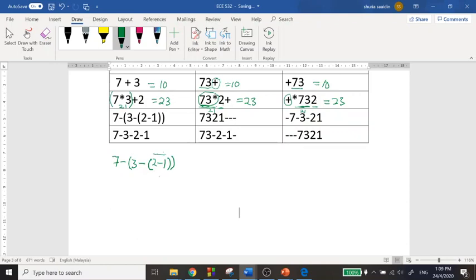2 minus 1. You have to solve this bracket. Then the next one you have to solve in this bracket. So 2 minus 1 becomes 1. Then you have to do 3 minus 1. So 3 minus 1 becomes 2. Then you have to do 7 minus 2, which you got 5. So this one is equal to 5.